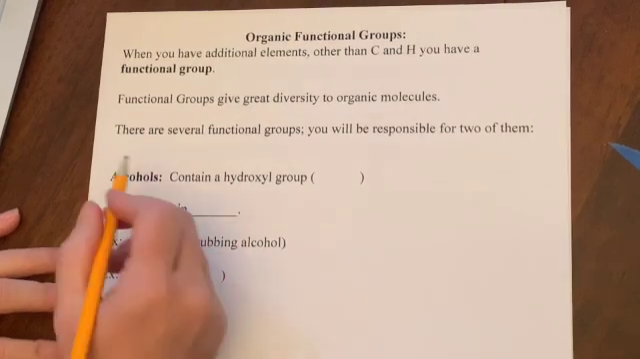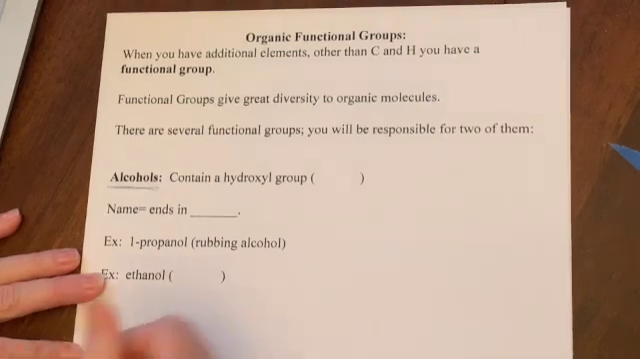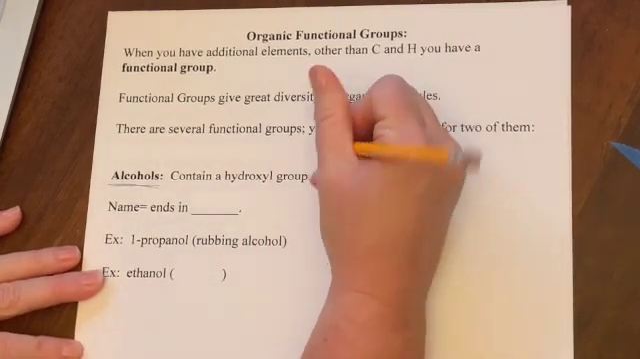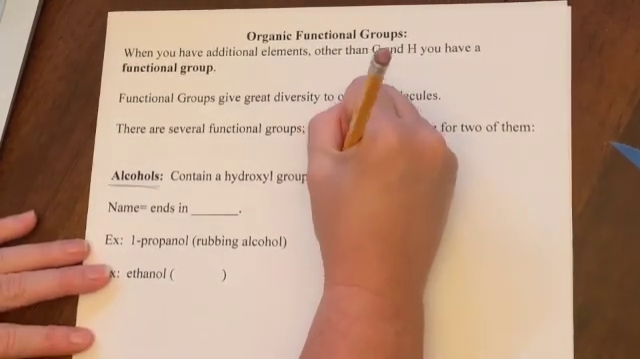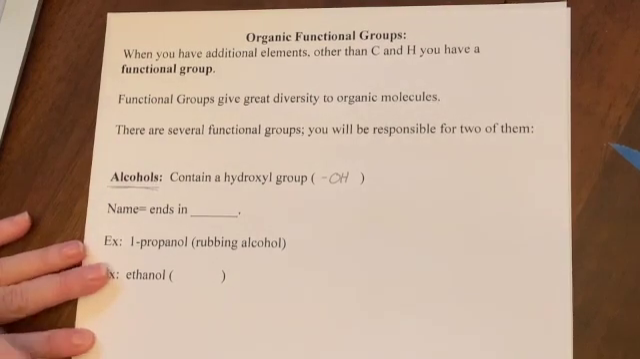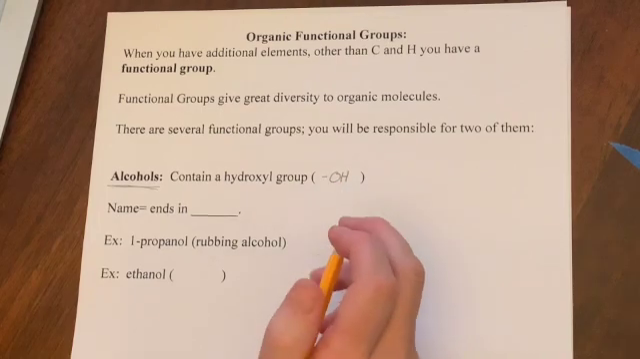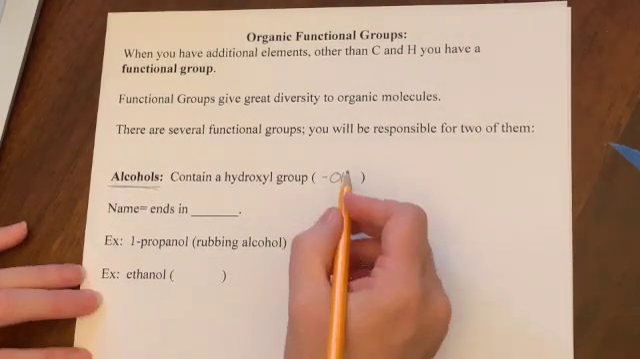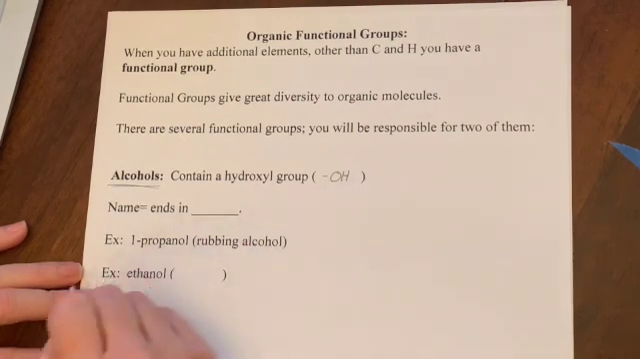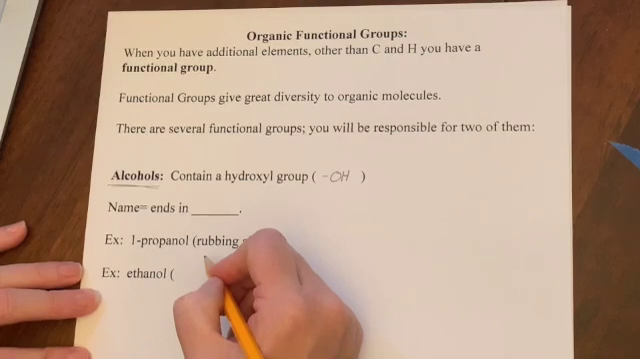Okay, so the first one we're going to talk about are alcohols. Alcohols contain what is known as a hydroxyl group. So that means it is going to be whatever your carbons are, and then one of the carbons is going to have an OH next to it. Now, please be careful. A hydroxyl group is not the same thing as a hydroxide ion. Hydroxide ions are in ionic compounds. Organic compounds are covalent. But this is our hydroxyl group. You're going to have a carbon and it's going to be bonded to an oxygen, which is bonded to a hydrogen.